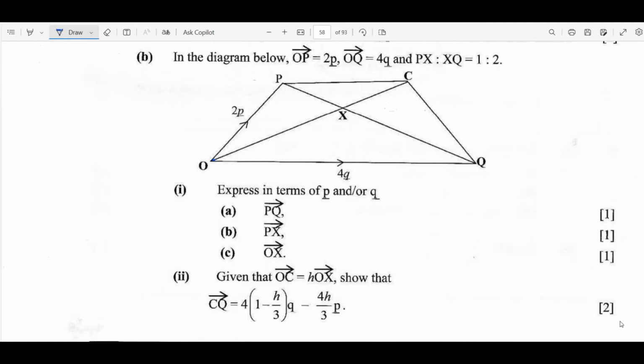Welcome guys. In this video we are going to look at a question from math paper 2 for the year 2017. Now this question is under the topic of vectors.